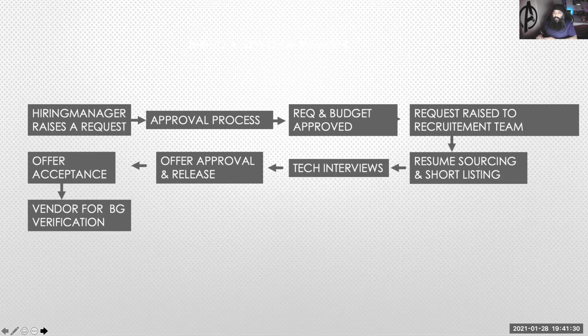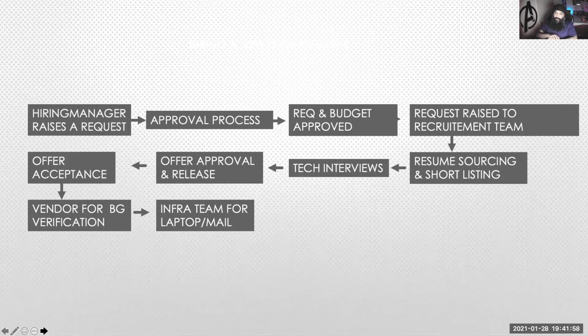We get in touch with the vendor who does the background verifications, right? So you collect all the documents from the candidate and then you send it out for background verification. At the same time, or possibly after this, you might move on to the next step, wherein the infrastructure team is intimated that we are going to have a new candidate coming in for this particular business unit and this team, for which we need a laptop, and you might also have to set up the mail ID for that particular candidate, right?